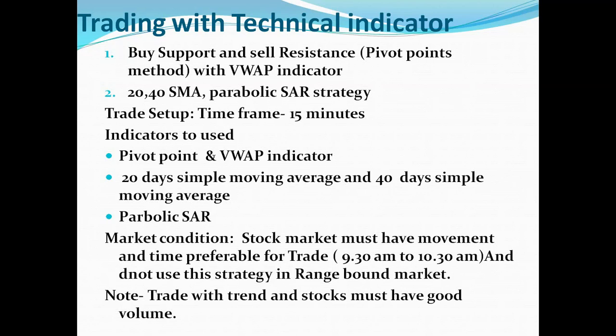So I will use major indicator, VWAP indicator. Then I will take a simple moving average, which I already told. I will use 20 days simple moving average and 40 days simple moving average. Parabolic SAR is an indicator which gives us a signal of a trend change. So this will give a reversal. If there is a trend reversal, then parabolic SAR will give you a hint.